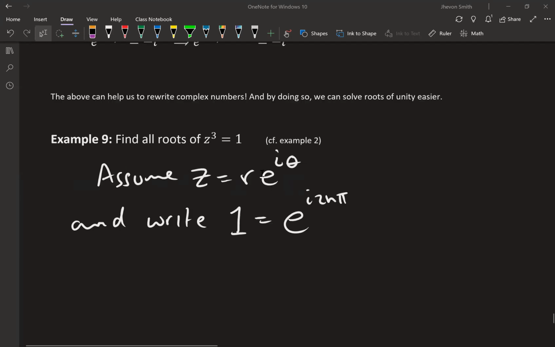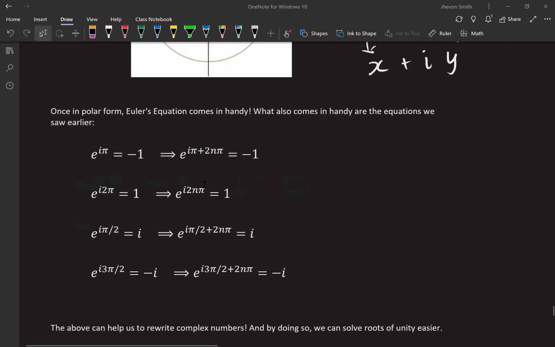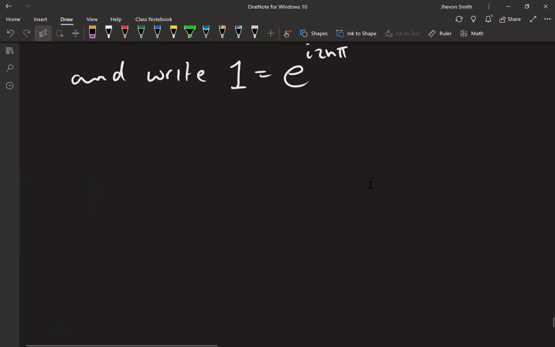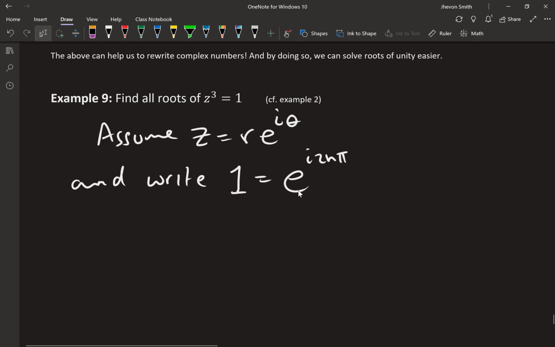Right? So I'm using this second equation right here. So 1 equals e^(i2nπ), and z equals re^(iθ). So then my equation becomes the following.